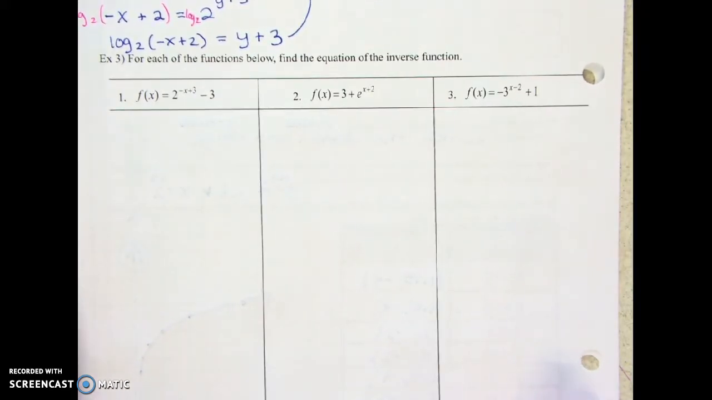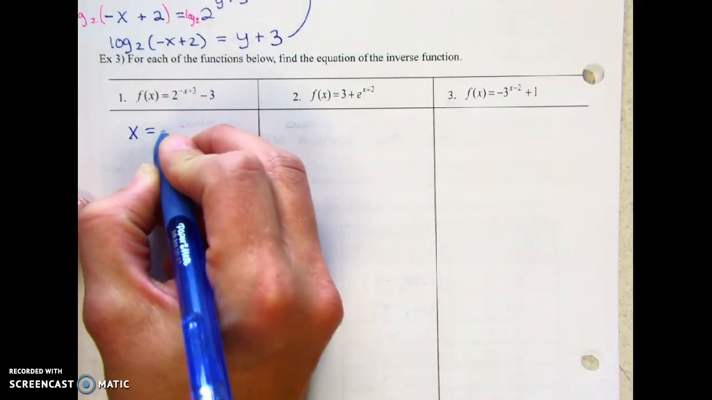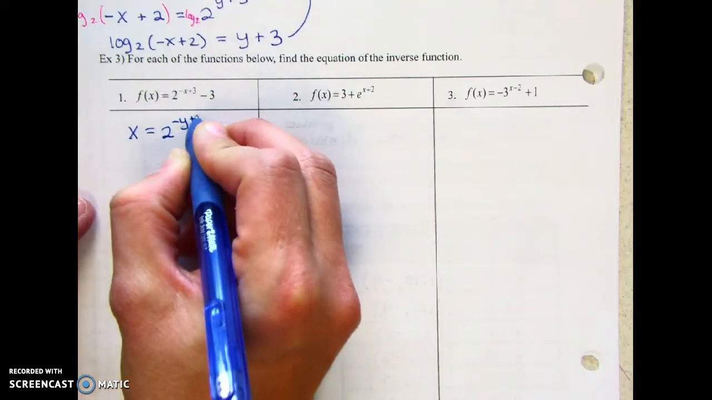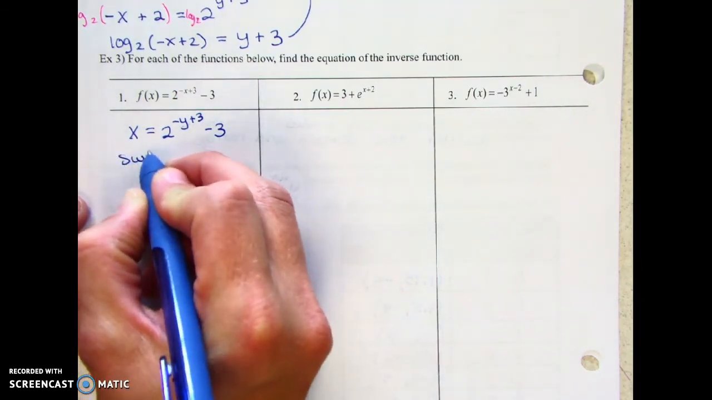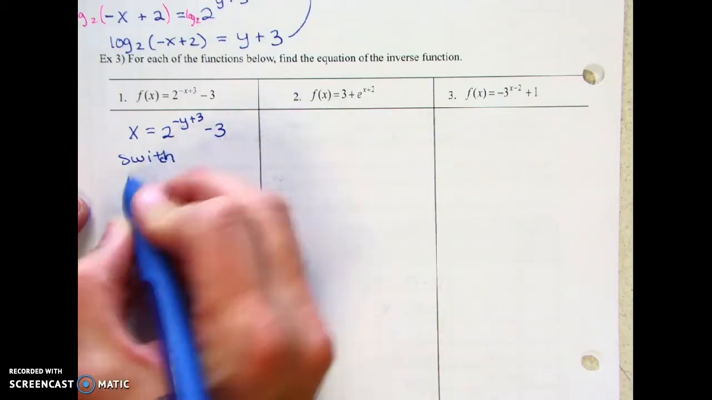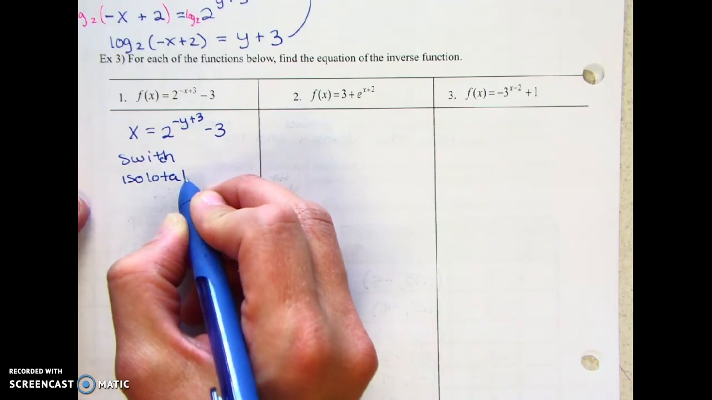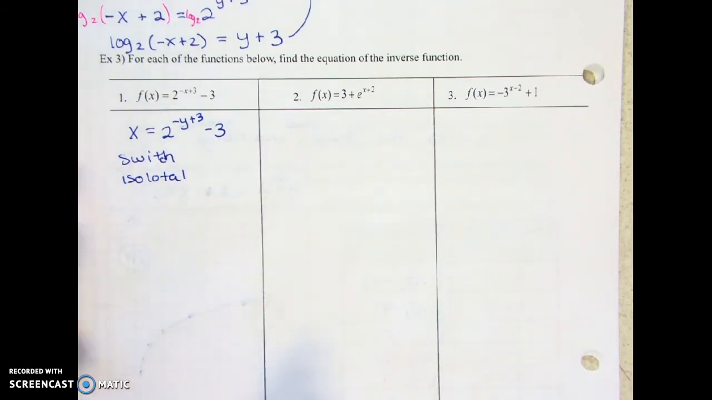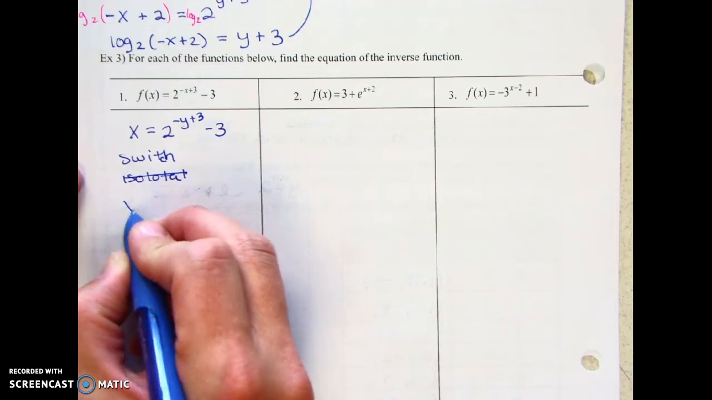You ready? Here we go. So step 1, switch the x and the y. Switch the x and y. The next step would be to isolate the base. Isolate the base, okay? So we're going to add 3.